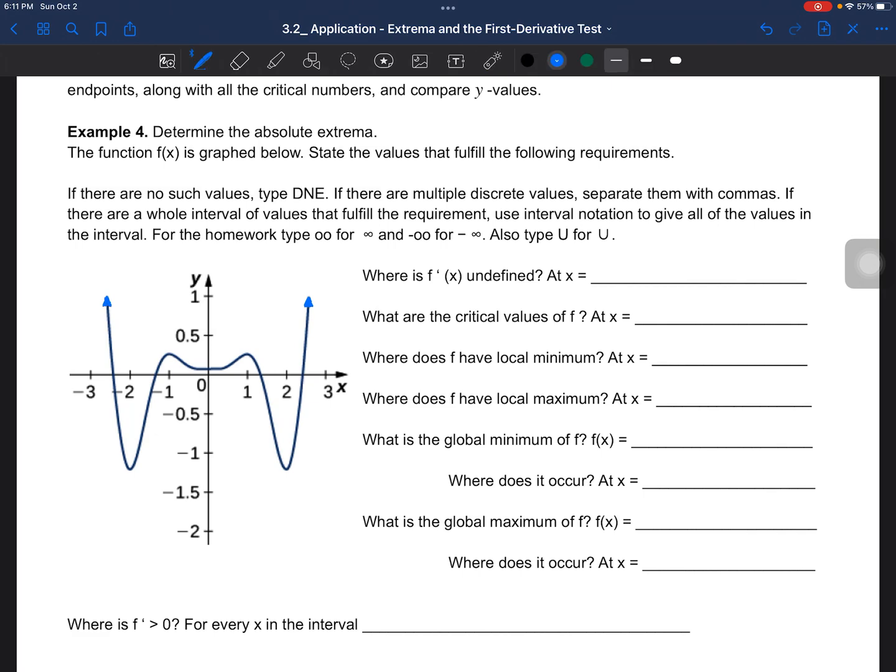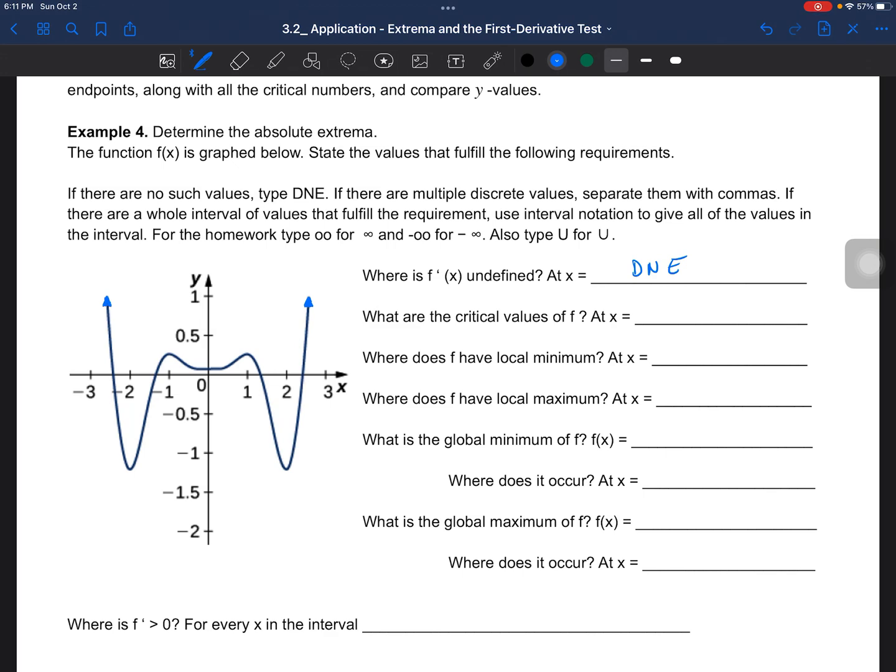In this case, we don't have any place where it's undefined. F prime will be undefined if we had an edge and a corner, or if we had a point that had a tangent line that was vertical. So in this case, there is no such thing as that. So it does not exist here.